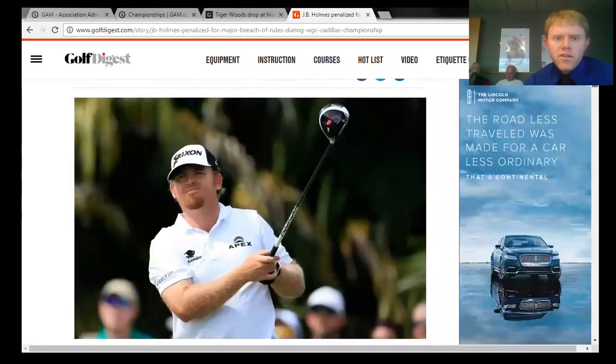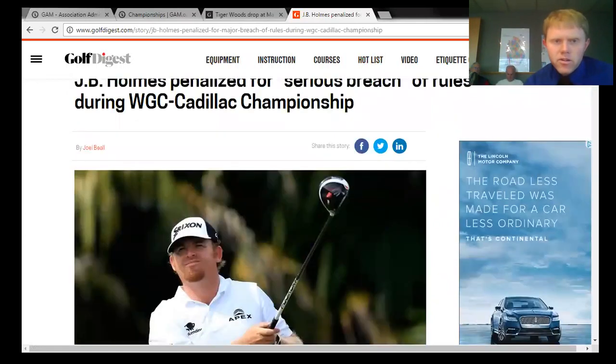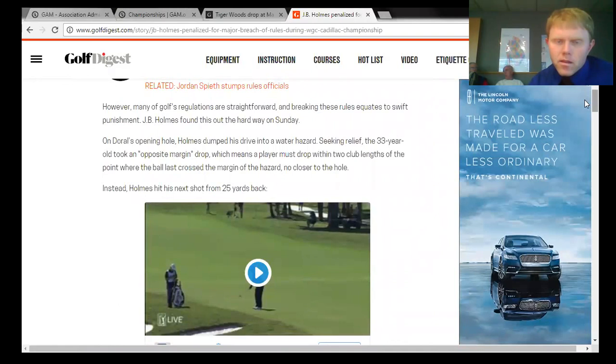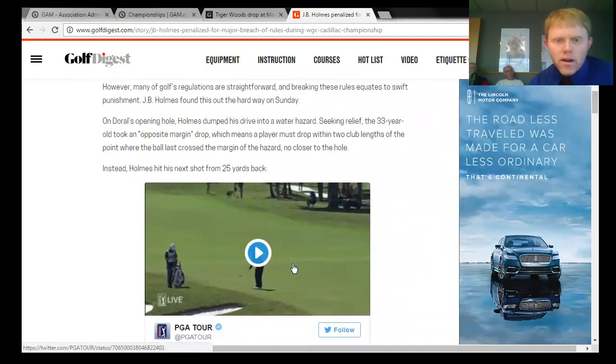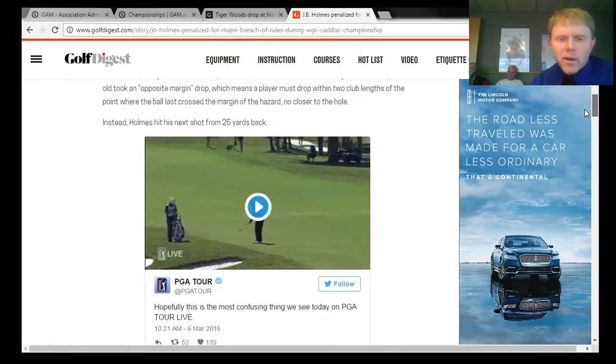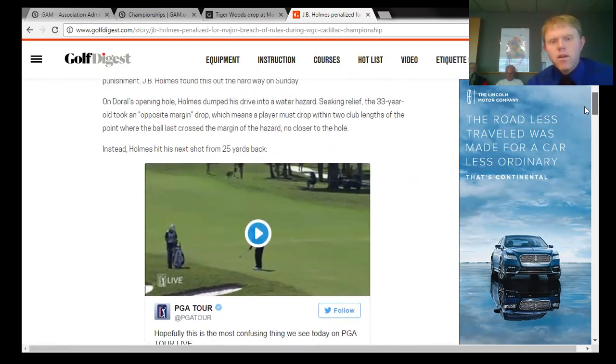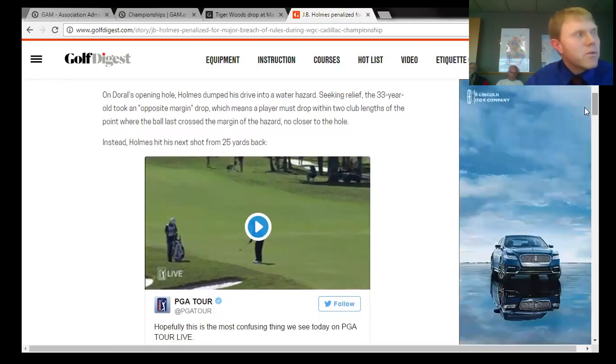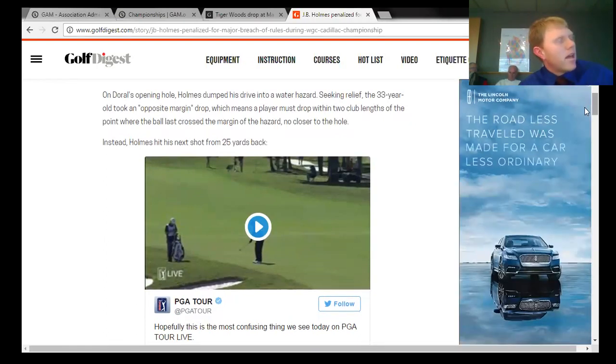So this happened last year at the WGC Cadillac Championship at Doral. I'm going to show you this video here, and then we'll talk about exactly what happened. Basically, J.B. Holmes hit the ball, and he wanted to use the equidistant option on the opposite margin. He did that, but instead of dropping it from 2 club lengths, he took his flag line back, thinking that he could do that.